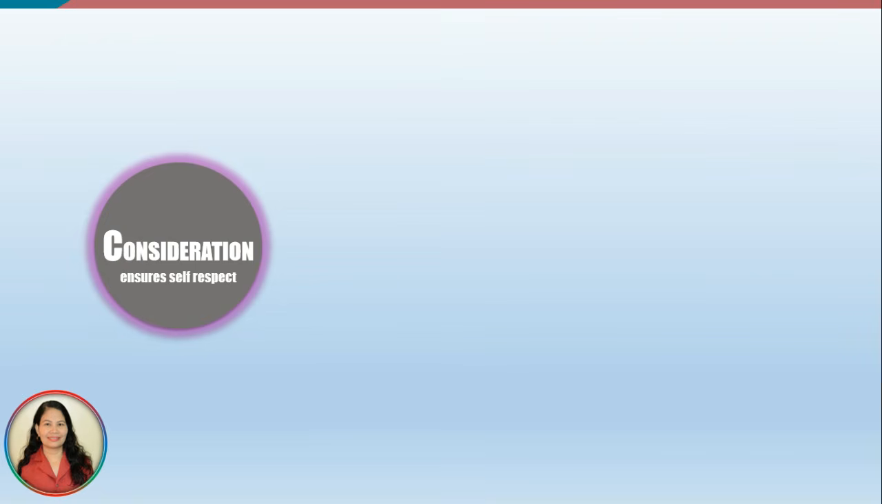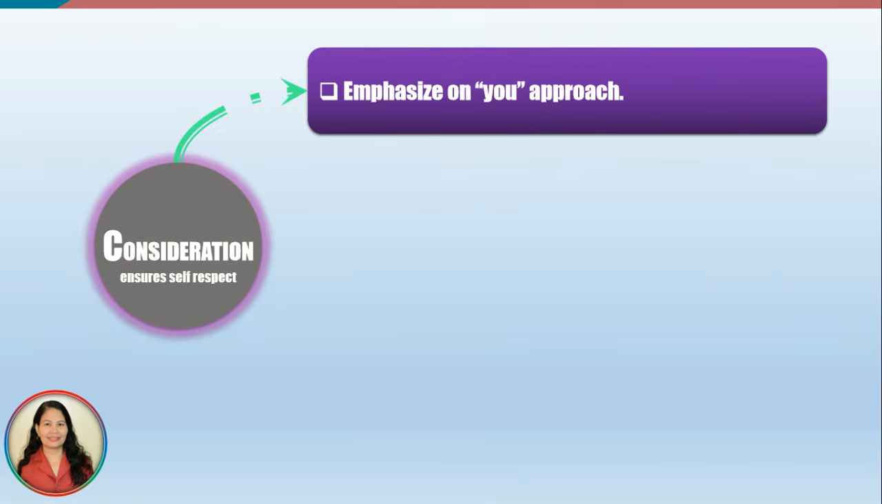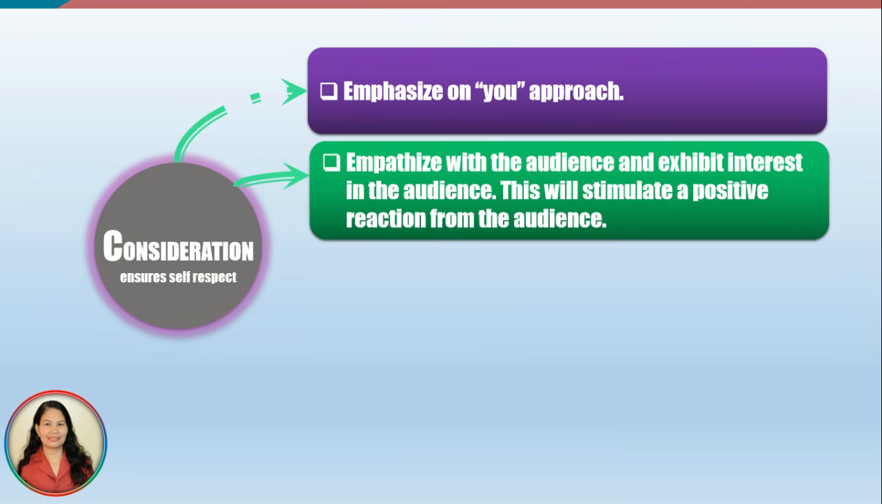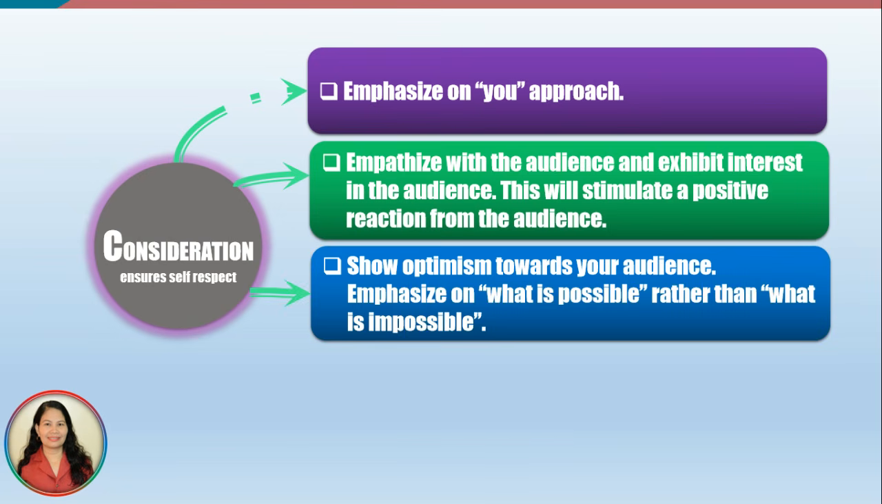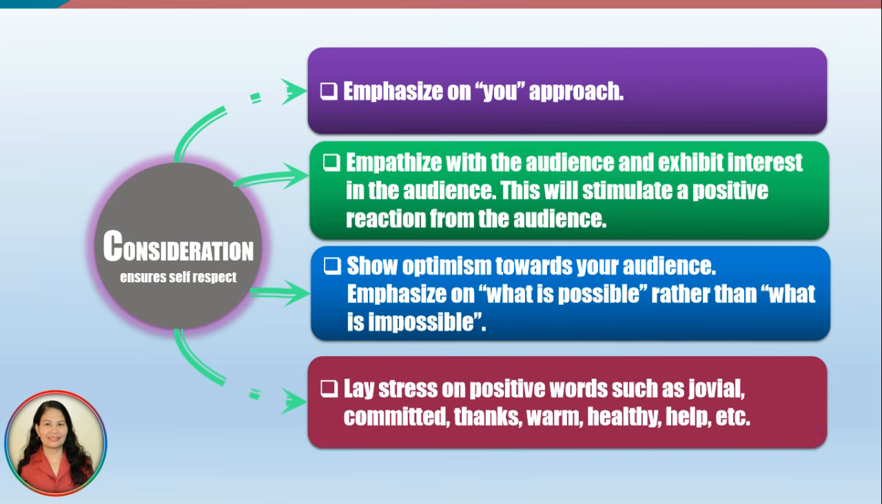Features of considerate communication are as follows. Emphasize the you approach. Empathize with the audience and exhibit interest in the audience. This will stimulate a positive reaction from the audience. Show optimism towards your audience. Emphasize what is possible rather than what is impossible. Lay stress on positive words such as jovial or cheerful, committed, thanks, warm, healthy, help, etc.